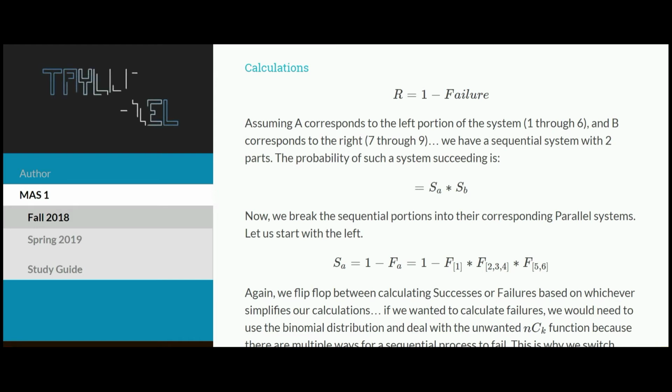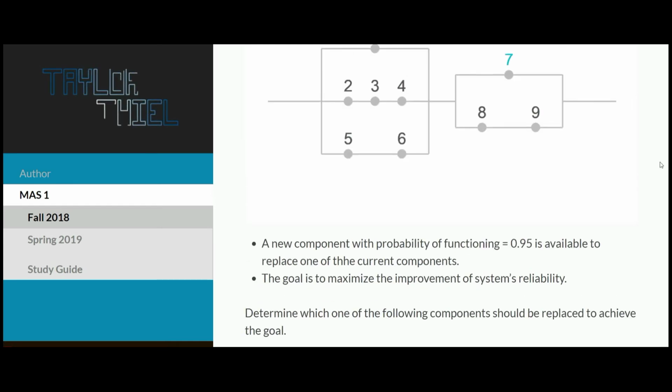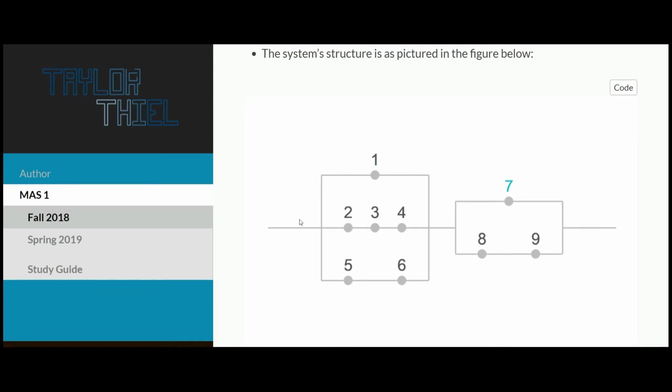First off, reliability is just equal to 1 minus failure. Whether you get from the very beginning to the very end or not is the same as 1 minus the probability you don't make it to the end. Then I have this system A versus system B, which is just shorthand: system A is this first sequence, and system B is this second sequence.